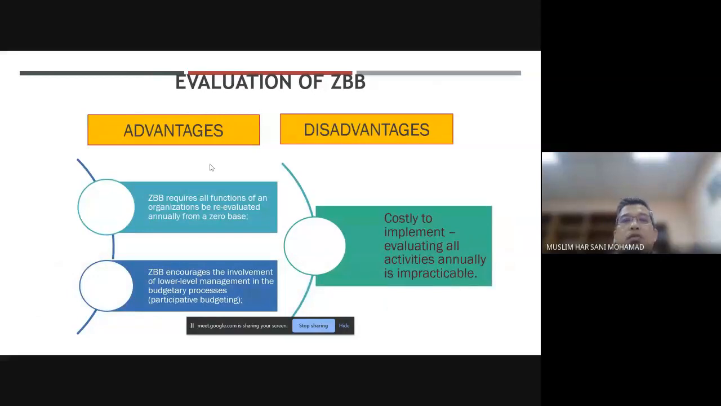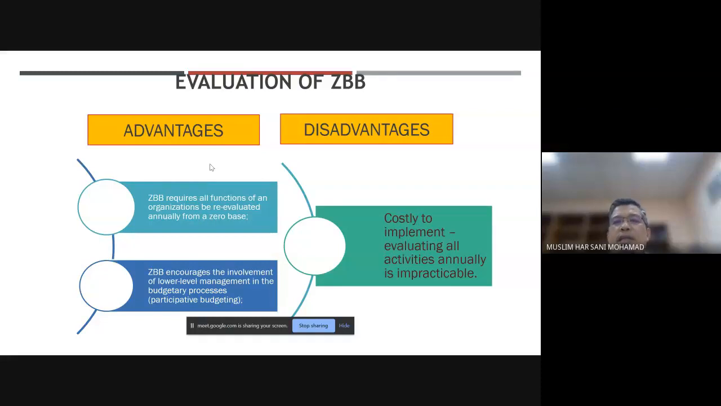Okay, the evaluation of zero-based budgeting, the advantages. It requires all functions of the organization to be re-evaluated from zero, so it encourages participative budgeting. Another advantage is that all activities and services will be up to date, very relevant to the needs of the target groups or the customers. Customers here means customers in the public sector context, the target groups, because they develop based on what is current.